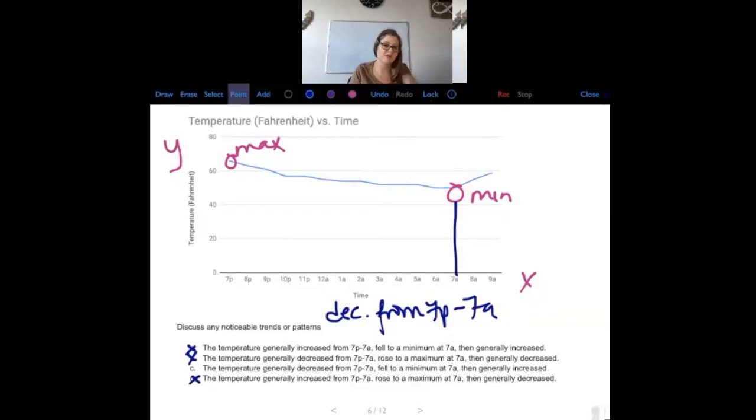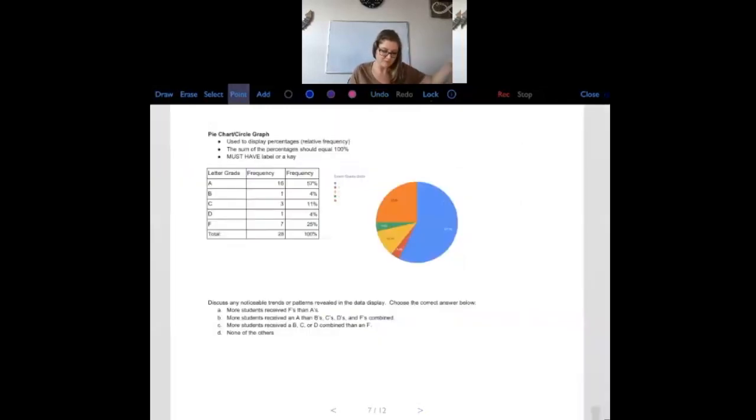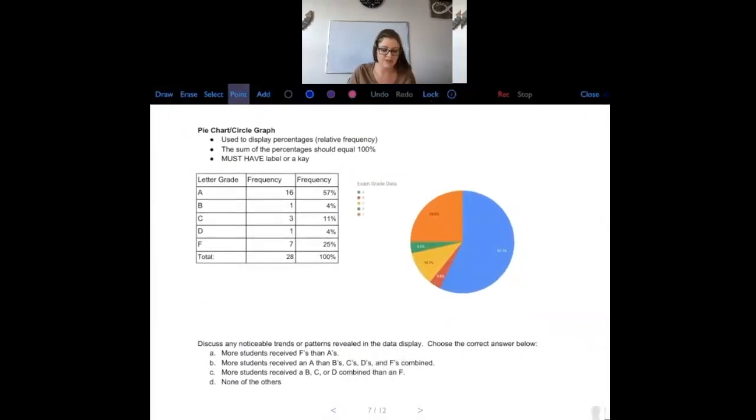So with the time series graph, we can get some trends over time depending on what we're talking about. A pie chart or a circle graph is used to display percentages, or what would be called relative frequency. The sum of our percentages should equal 100%, and there has to be a label, or what's called a key, to tell us what everything on the circle graph means.